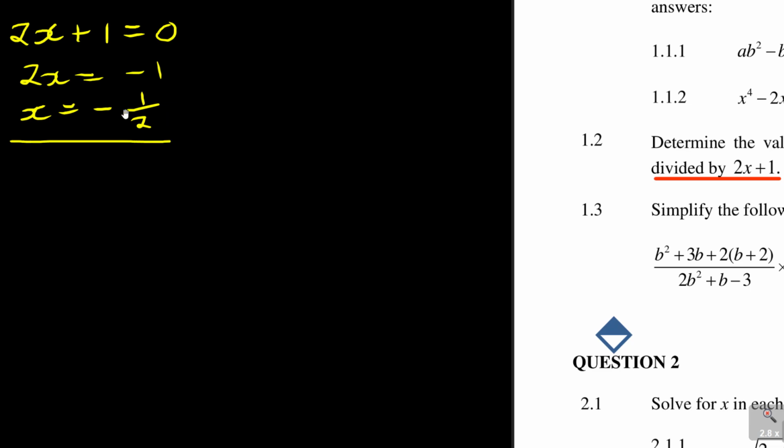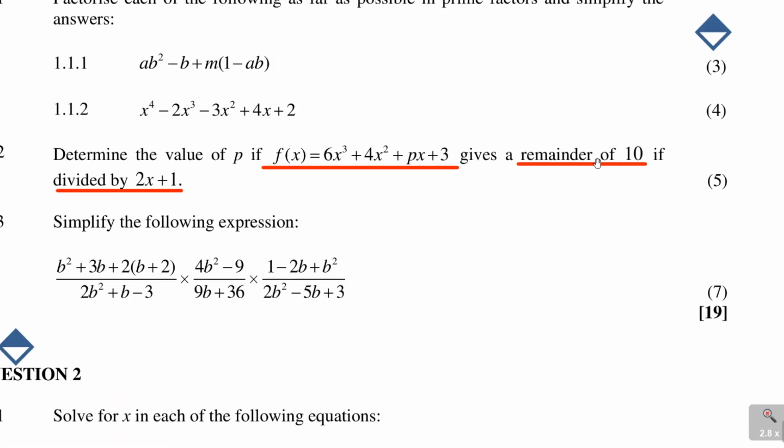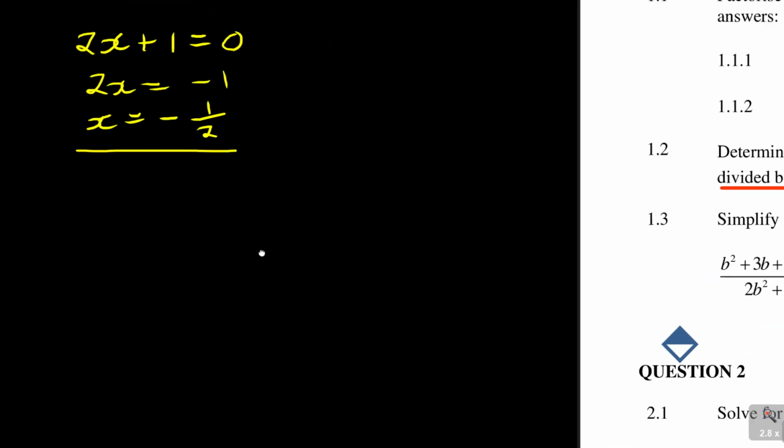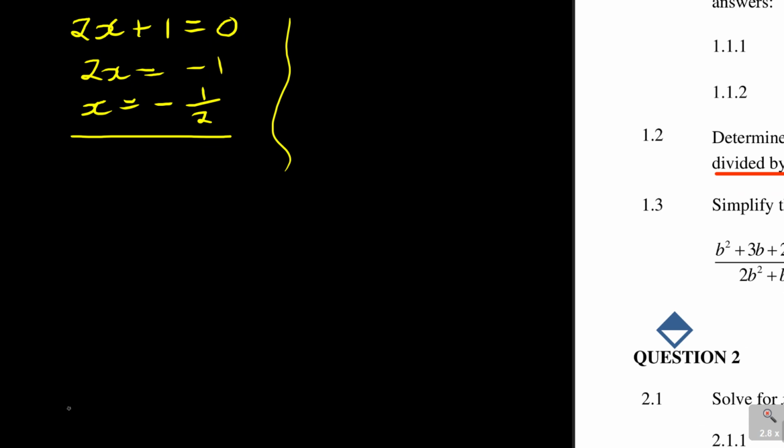So when x is this, you'll get a remainder of 10. In other words, what they are saying here, you can even write this statement to say f of negative half is equal to 10. That's what they are telling us. If you put, where there is x, you put negative half, you get 10.